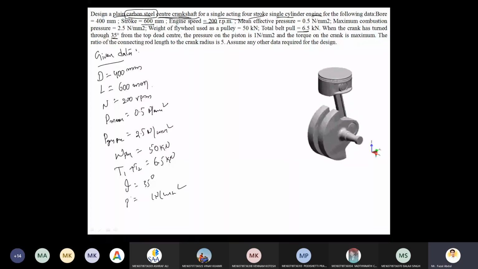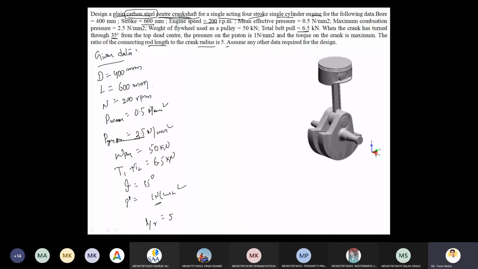So particularly for one turning, this is the total gas pressure, for this 35 degrees, 1 Newton per mm square. The ratio of length of the connecting rod to the radius of the crank is 5. Assume any other data you require for the design. Okay, so in examination such type of statement is given, so you can select whatever data you require.